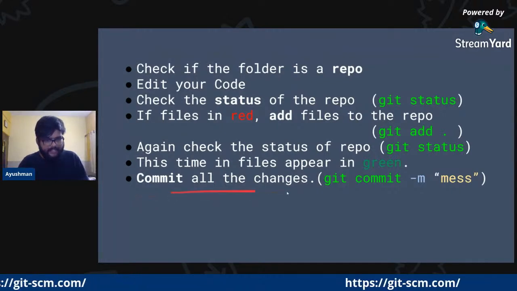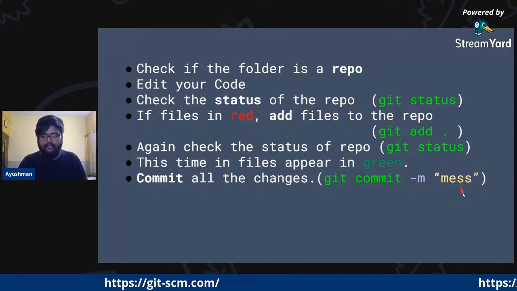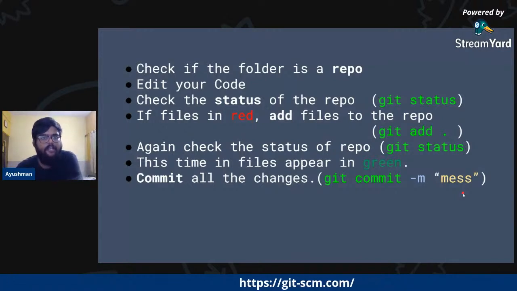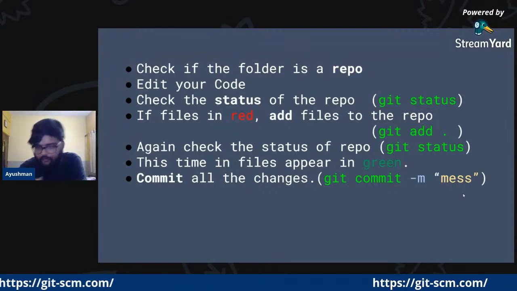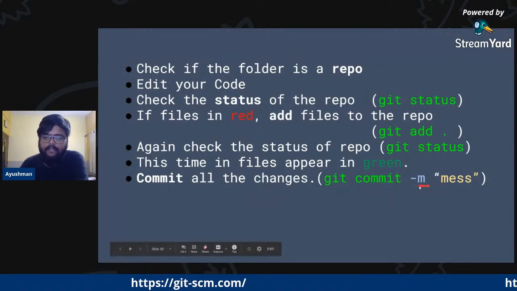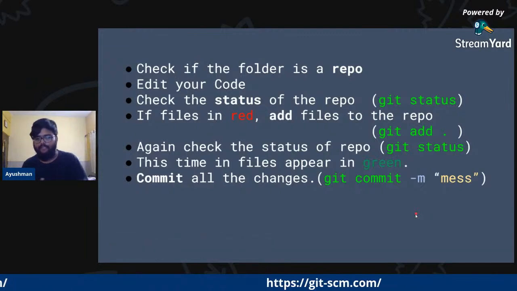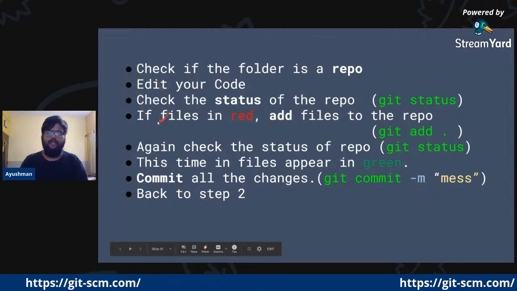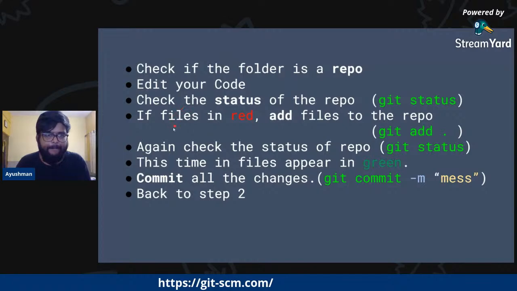To commit all my changes, I need to use the command git commit -m, and I have to write a meaningful message. Suppose I am working on a web project and I have added my social media handles to the footer of that website. What I can do is write git commit -m, and in inverted commas I can write "added the social media handles". That's it. And again, you can go back to step 2 and make other changes in code or add something or things like that. Cool.